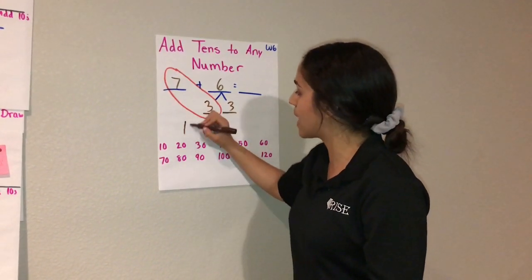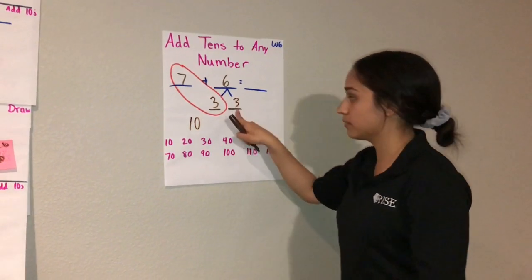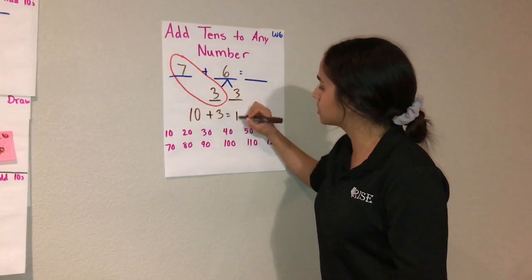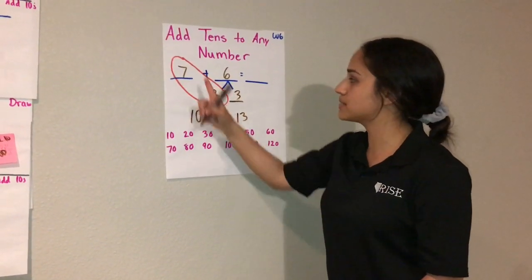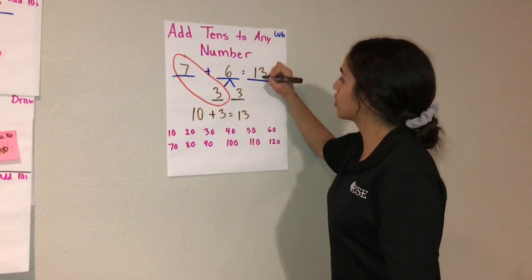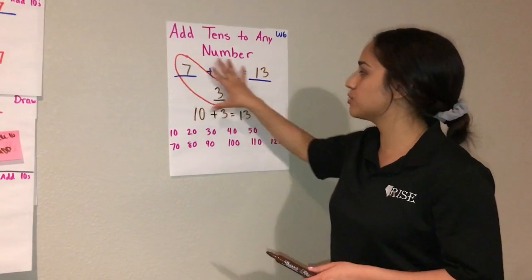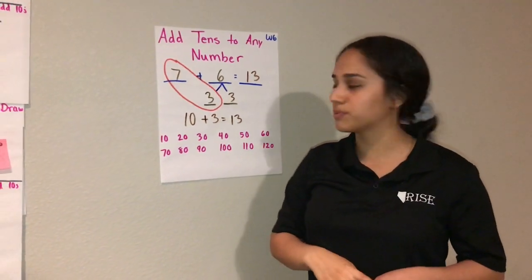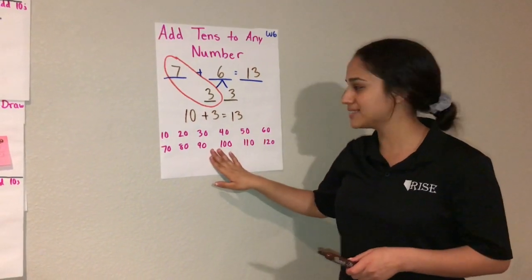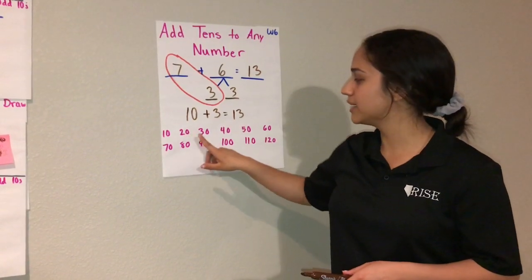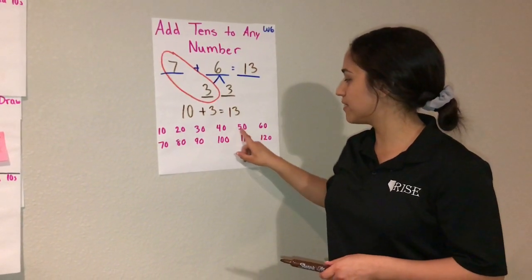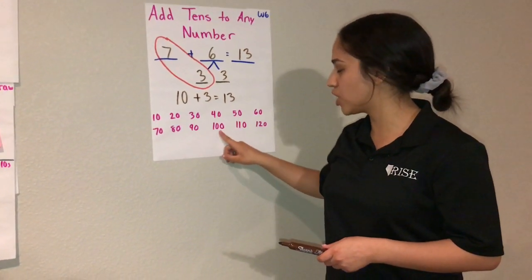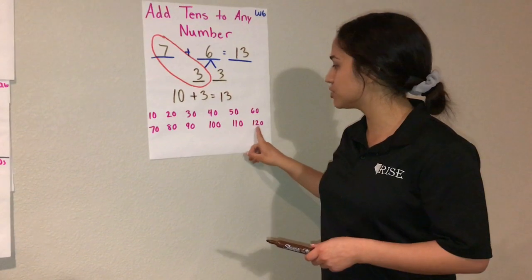So this is how we add it. 7 plus 3 is 10. We can't forget about our number 3 over here. 10 plus 3 equals 13. That's the same as 7 plus 6 equals 13. We're going to be coming back to a method very similar to this to be adding some bigger numbers. But before we move on, I just wanted to remind you how to count by tens. 10, 20, 30, 40, 50, 60, 70, 80, 90, 100, 110, 120.